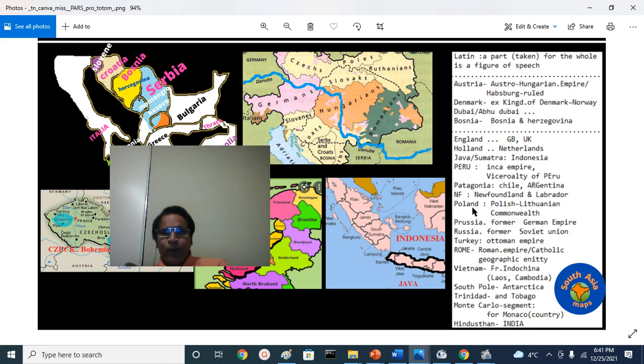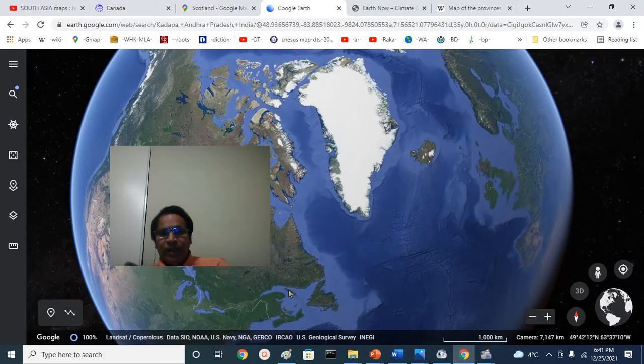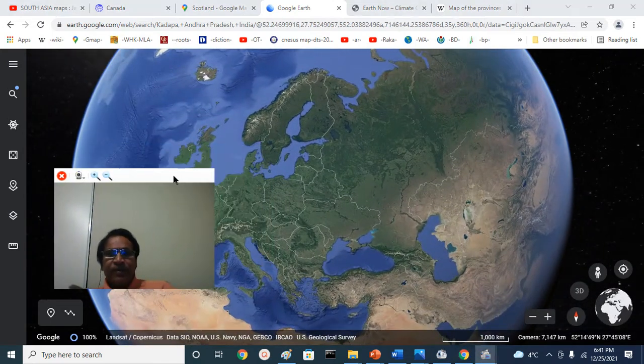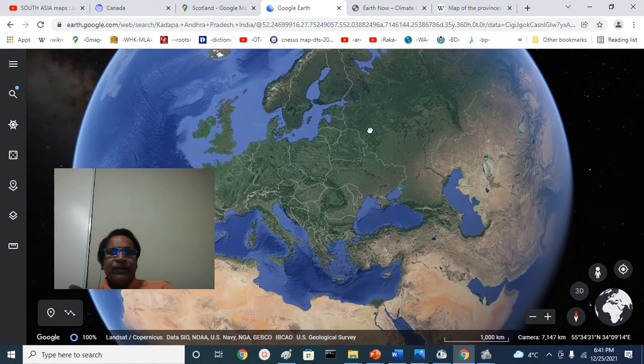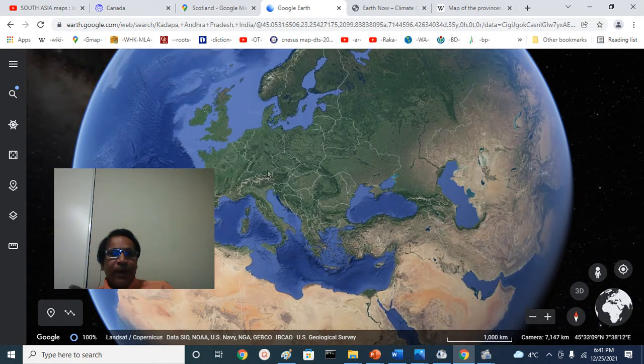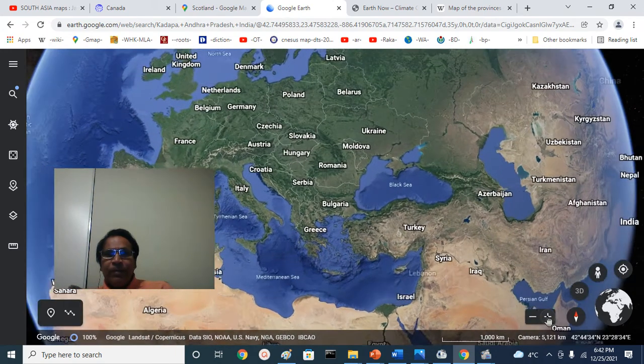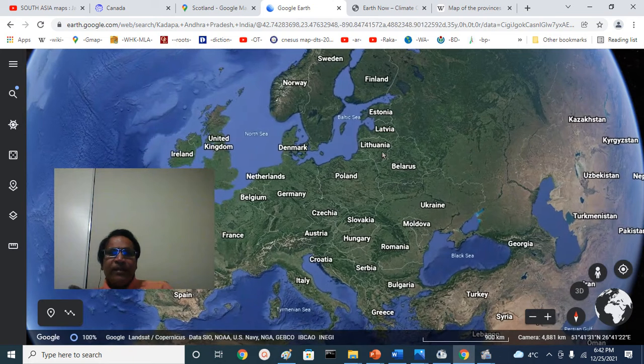Sometimes Poland is used as a substitute for the Polish-Lithuanian Republic. Let us look at what the Polish-Lithuanian Republic is. We are in the European mainland. This is the Great Plains of Europe. This is the country called Poland, Germany here, and we have the Baltic republics here. There is Lithuania.